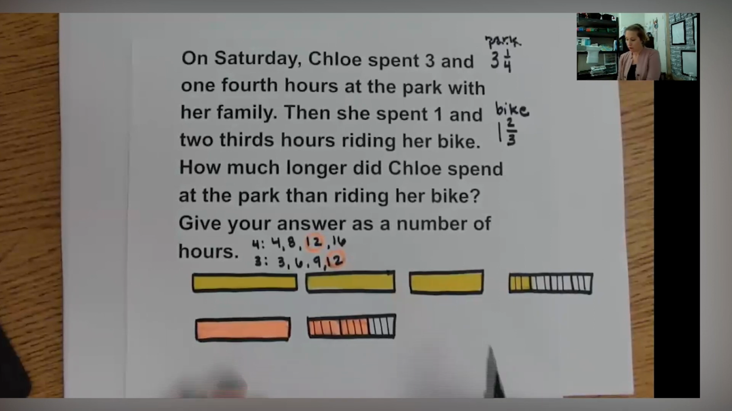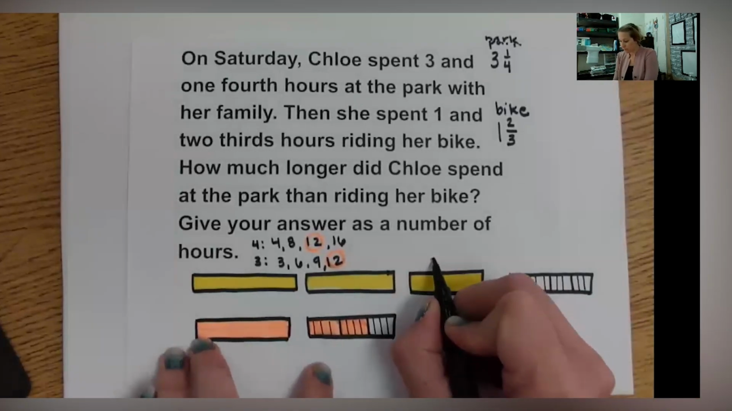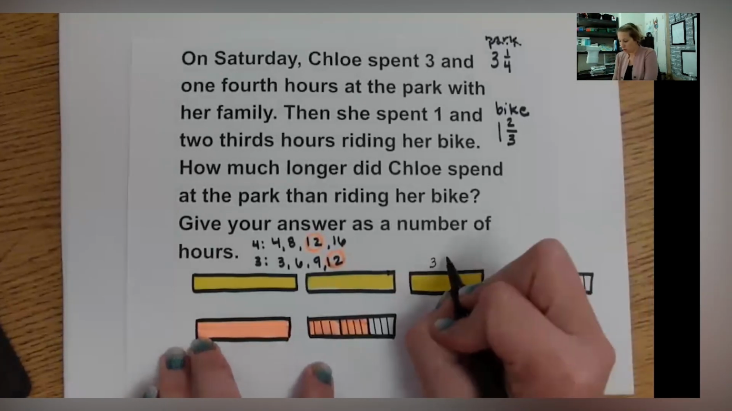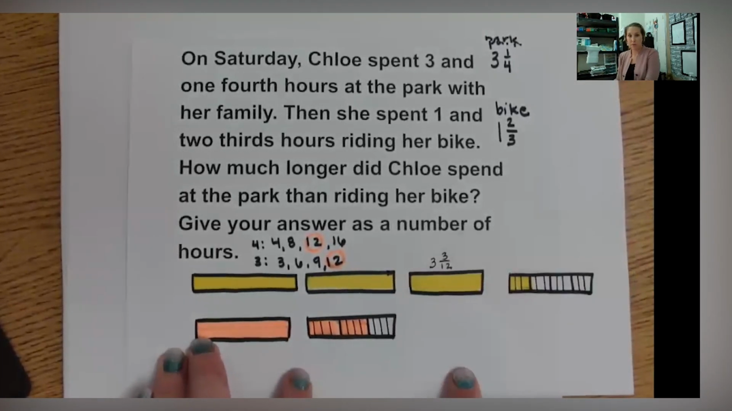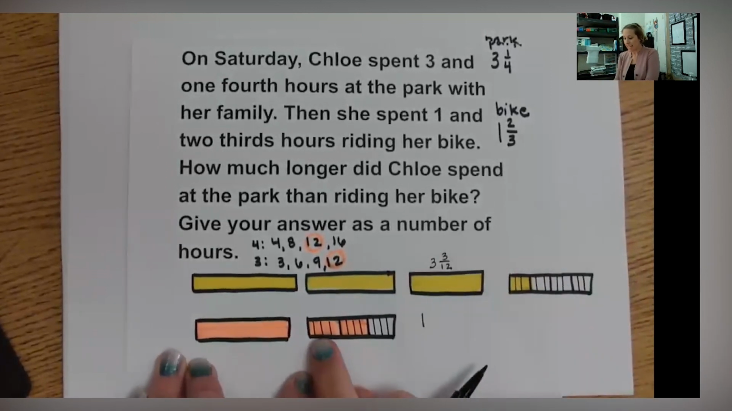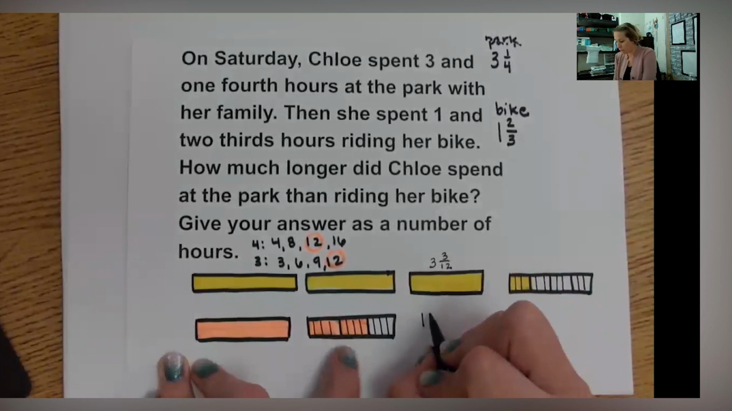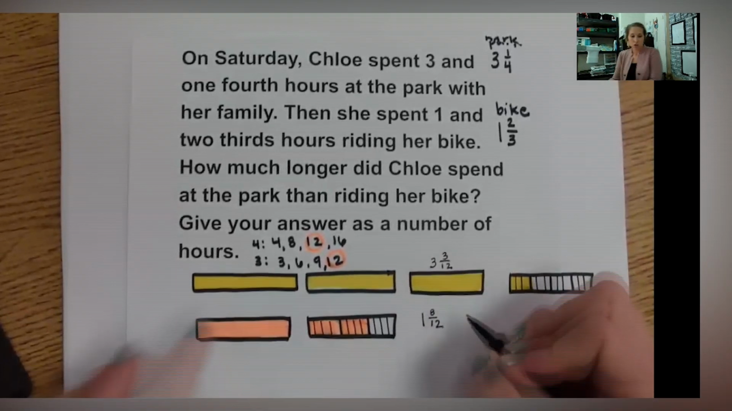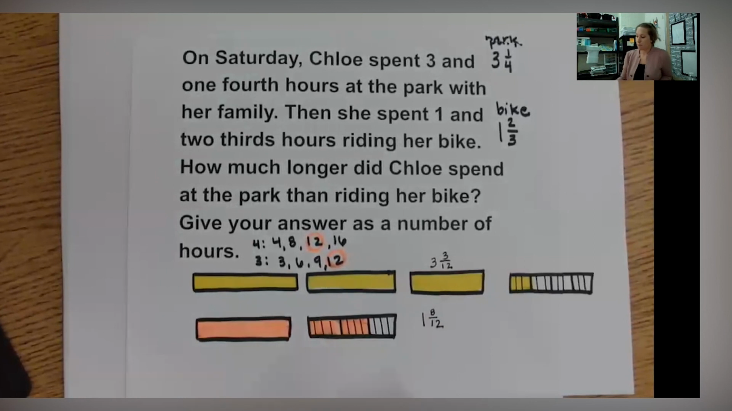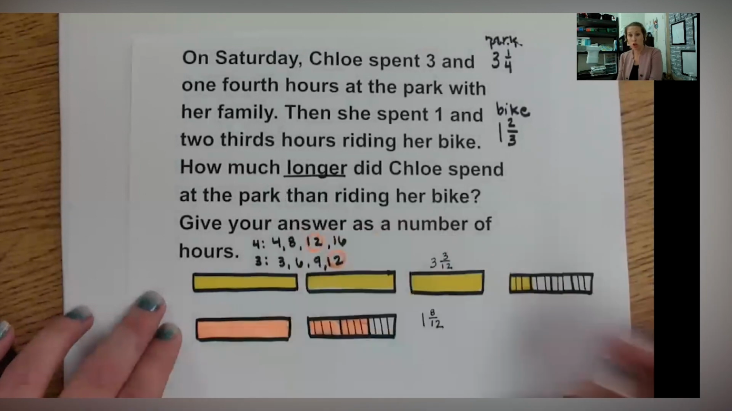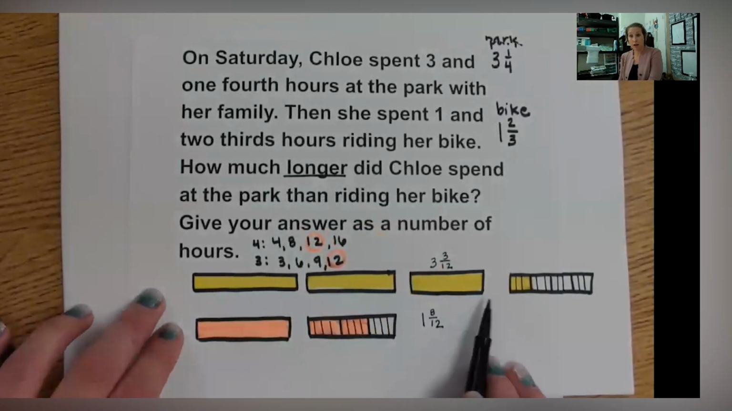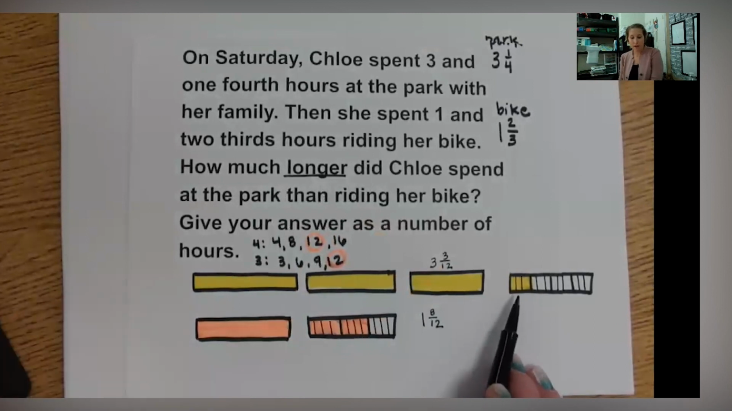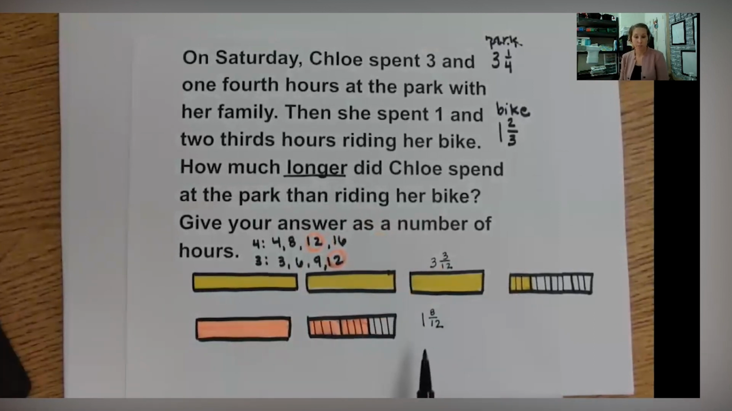Now we have 3 and 1, 2, 3 twelfths, and we have 1 and 1, 2, 3, 4, and 4 is 8 twelfths. What do you notice about 3 twelfths and 8 twelfths? That's right. When we go to subtract, because we want to know how much longer, 3 twelfths, I don't have enough. I don't have enough. So what do you think we need to do?